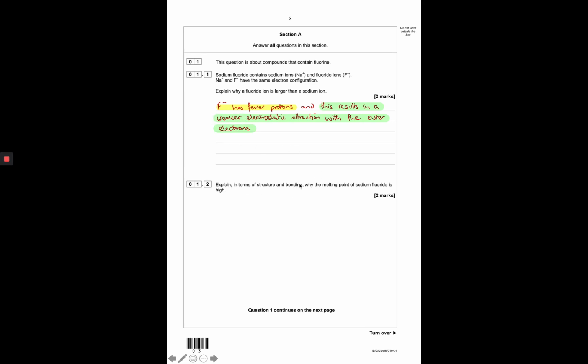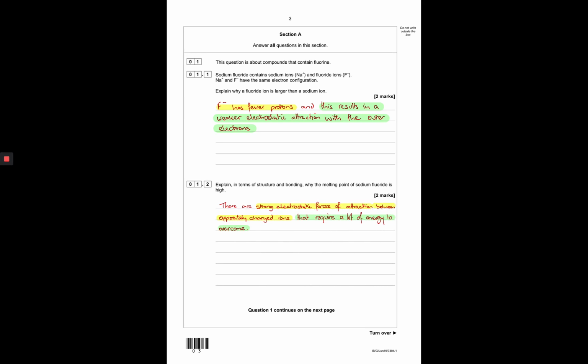Okay, so: explain in terms of structure and bonding why the melting point of sodium fluoride is high. Now this really is a GCSE question, and in GCSE this might have been a 4-mark question. I think it isn't necessarily totally clear what exactly they want you to say to get those 2 marks. There are a variety of things you could refer to, so the fail-safe option is to write as much as you can, but make sure it's correct.